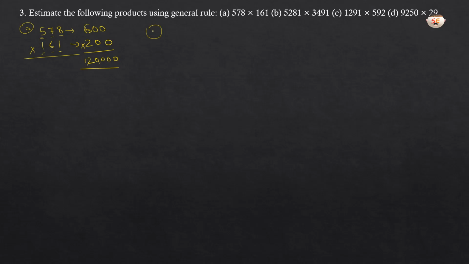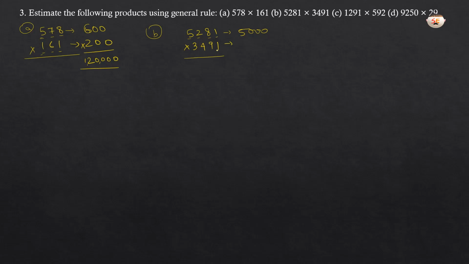Okay. Now question number B. In this question, we have to multiply 5,281 by 3,491. First of all, we will estimate using the general rule. The general rule says that we have to estimate correct up to the highest place. In 5,281, the highest place is ones, tens, hundred, thousand. Therefore, we have to estimate 5,281 correct up to the 1000th place. After estimating, we get 5,000.